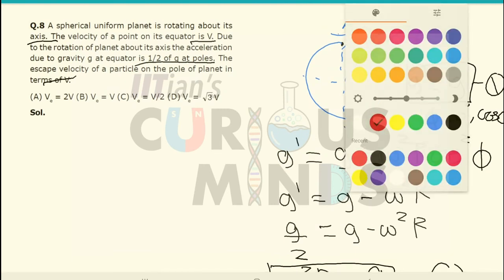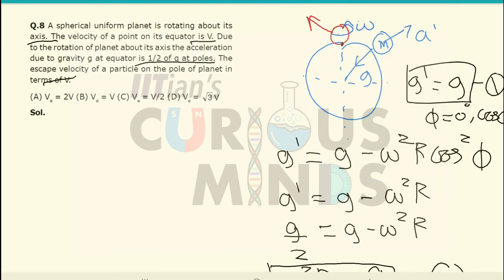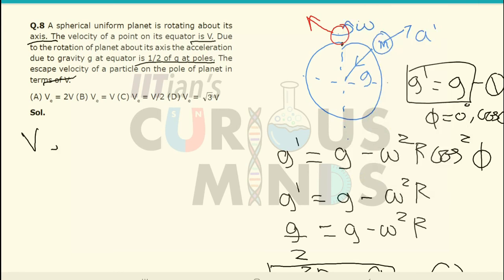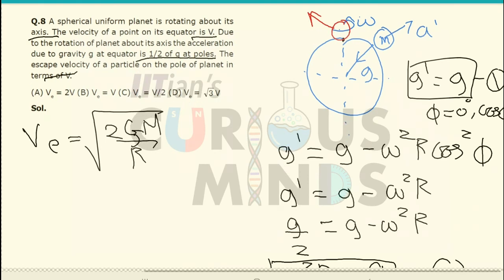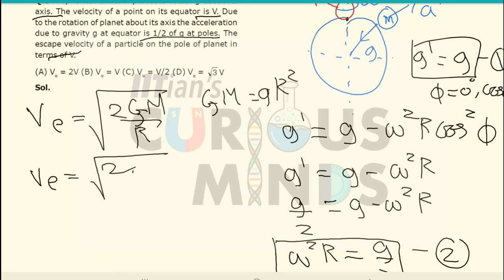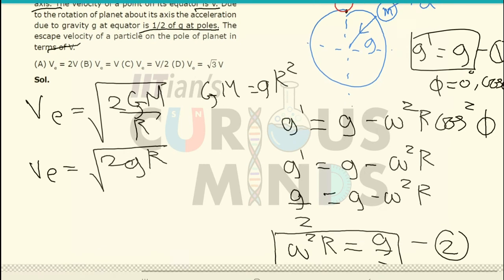Now if I take any body on the surface of the poles, since it is at rest, I will assume that it is at rest, so the escape velocity will be equal to root 2 GM divided by r. For any given planet, it will be equal to root 2 GM divided by r. Now GM can be written as g r square, so it will be equal to root 2 g r.